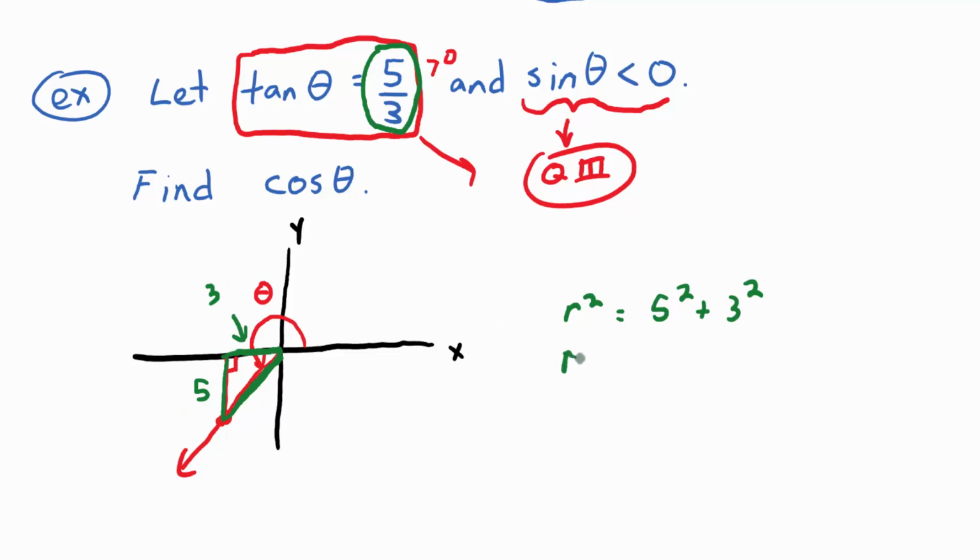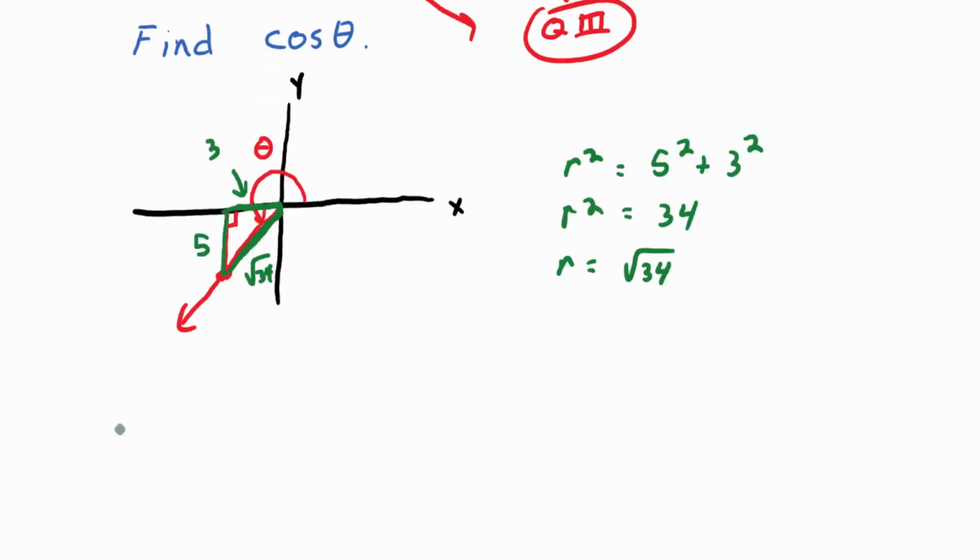All right, so what do you get for R squared? Yeah, 25 plus 9 is 34, so R is root 34. And by the way, R is always positive, okay? We consider the length of the hypotenuse a radius, and so it's always positive. So in this triangle, root 34 is the length of the hypotenuse.